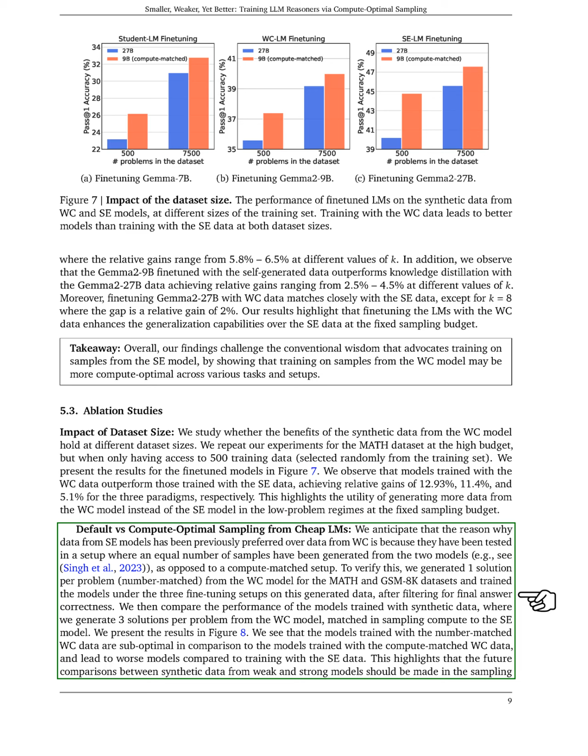Our results, shown in the figure, indicate that models trained with the number-matched WC data perform worse than those trained with compute-matched WC data, and are inferior to those trained with SE data. This suggests that future comparisons of synthetic data from weak and strong models should consider matching computational resources.